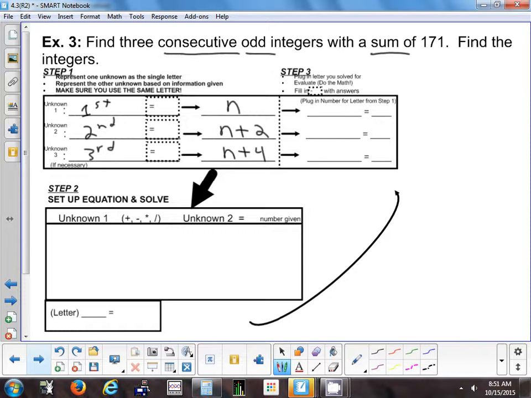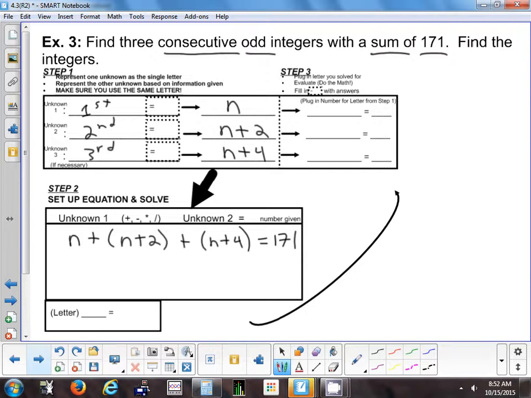Sum. Okay, we've done this before. What are we doing with all three of these? Adding them up. Can somebody give me my entire equation? Victor? Would it be n plus n plus 2 plus n plus 4? Okay, so we got n plus 2 plus n plus 4, and what is that supposed to add up to? 171. The sum is 171.